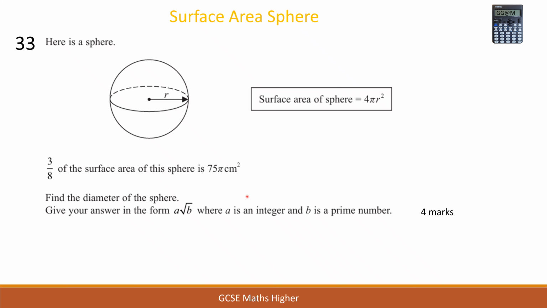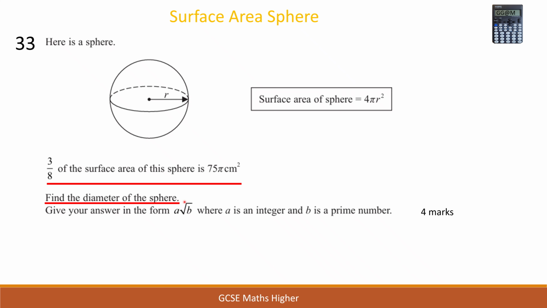Fantastic. So hopefully you managed to come up with an answer. Keywords of the question: you're told that 3/8 of the surface area of this sphere is 75 pi. You're told that the surface area of the sphere is 4 pi r squared. So if you know that the surface area of the whole sphere is this, or 3/8 of it is equal to that, you can use this formula to work out the radius.